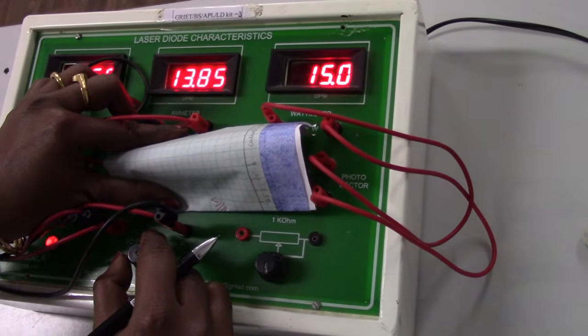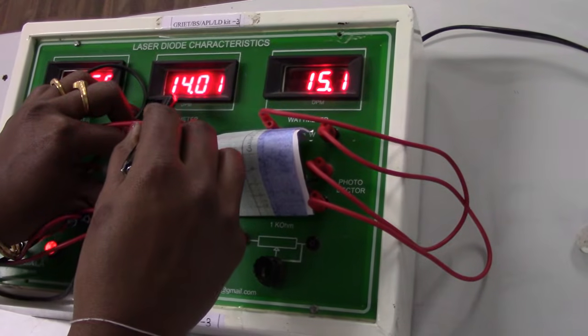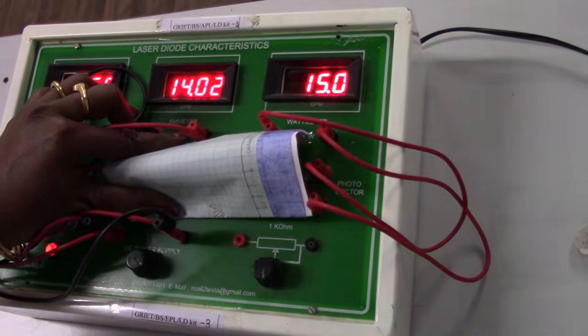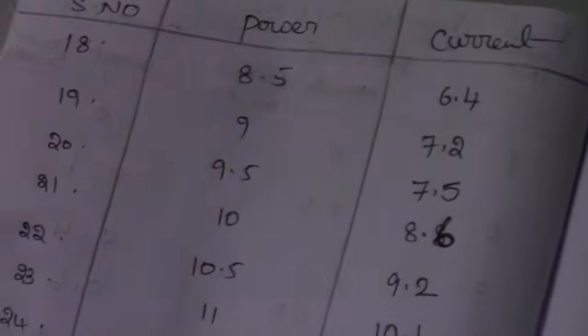See, the maximum is going up to 14. So this is my last reading. For 14 milliamperes current I got 15.1 milliwatts. So this is the maximum current in my laser diode with respect to the voltage which I have supplied. So these are the values for power versus current characteristics. We just followed the 0.5 difference scale. So as the current increases here, the power also increases.